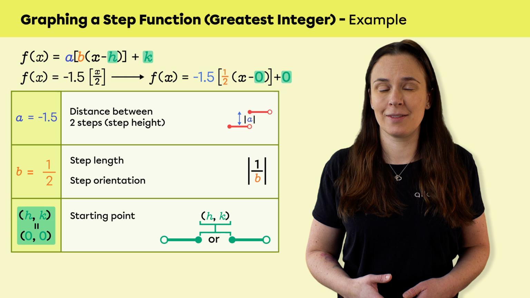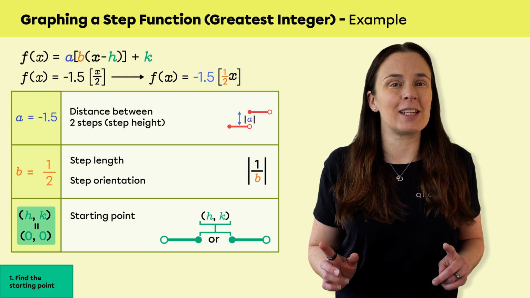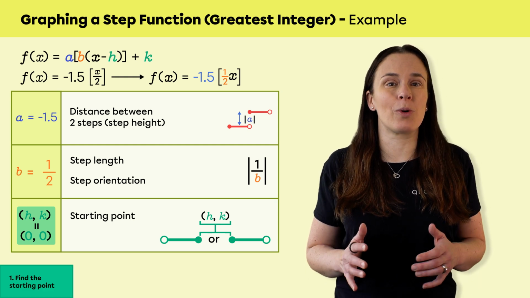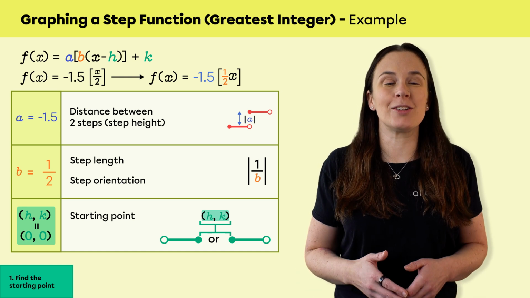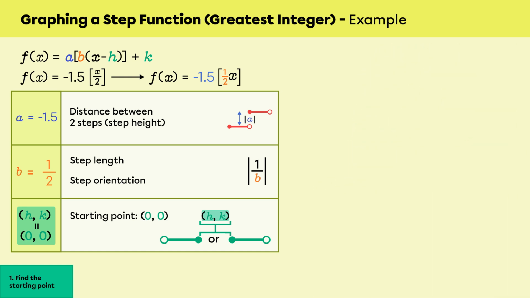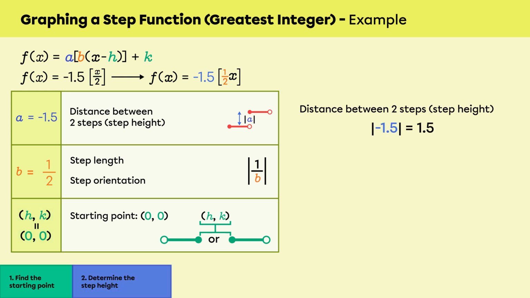Start by finding the starting point, whose xy coordinates correspond to h and k. In this example, the point is 0, 0. Next, we need to work out the step height by calculating the absolute value of negative 1.5, which is 1.5. This means that there is a distance of 1.5 units between each step.